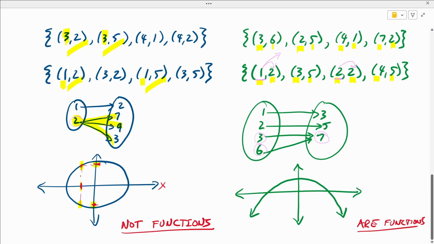And here, if I look, for every single element of the domain, let's pick this element here, I get a specific element of the range. For this element of the domain here, I get a specific element of the range. For this element of the domain, I get a specific element of the range. For this element of the domain, a specific element of the range. So this one is also a function.